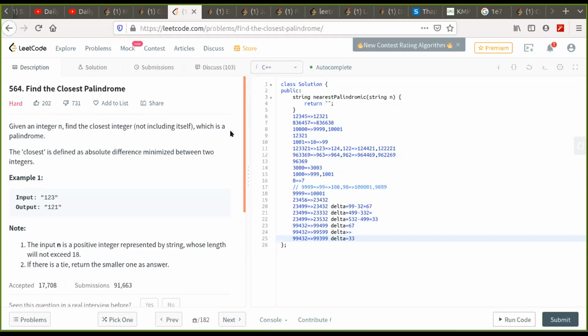Yeah, 33. All I am doing is, on that number line, I am trying to go left or right to get as close as possible to the number. I mean, that's the core intuition part of the solution, right?